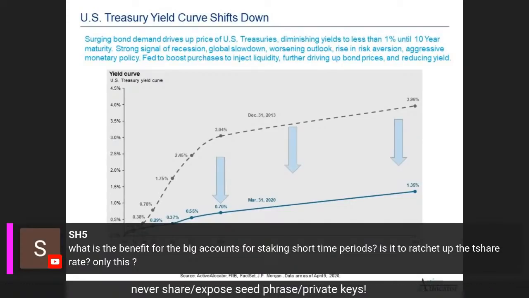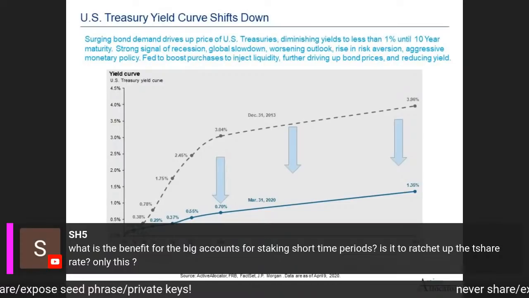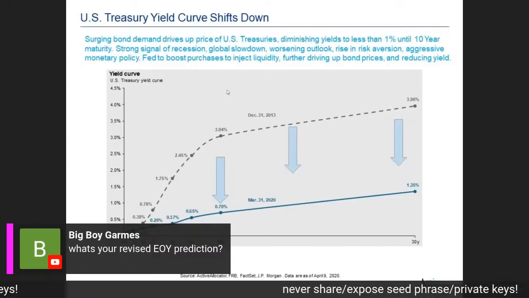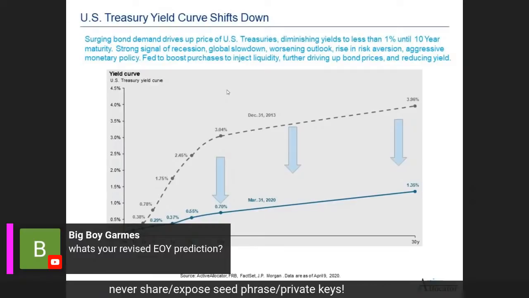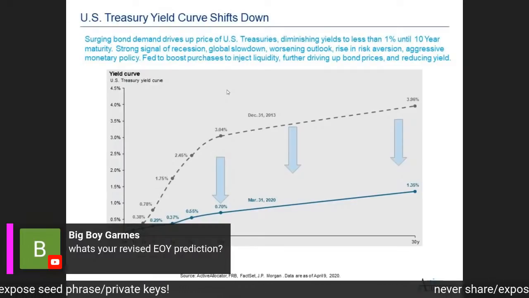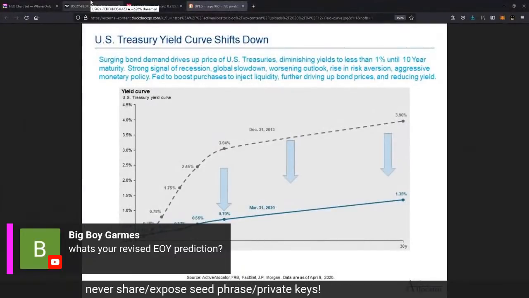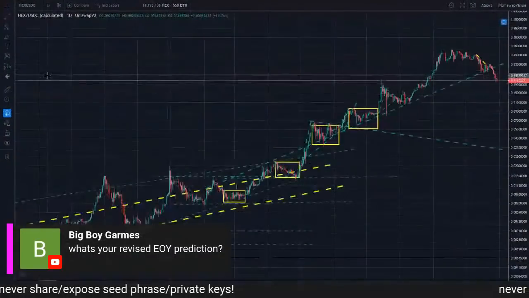Remember, longer pays better and bigger pays better. Those are the two things that affect the T-share rate. Yeah, it's looking like we're not gonna hit that $10 level, right? We'll see. Because if Hex has taught me anything, it's that you can never count it out, right? It'll do the craziest moves. Let's look at what I mean.